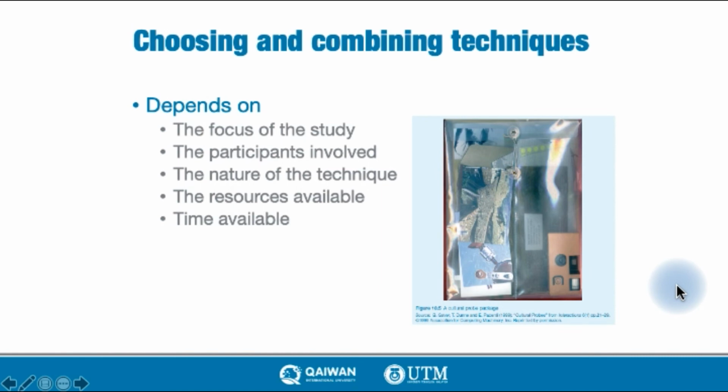But usually these things depend on the focus of the study, the participants involved, the nature of the techniques, the resources available, and the time available as well. So usually if you want perfect data collection, use more than one technique for your project, so you can have more accurate data to help you analyze or identify the problem that the users face.